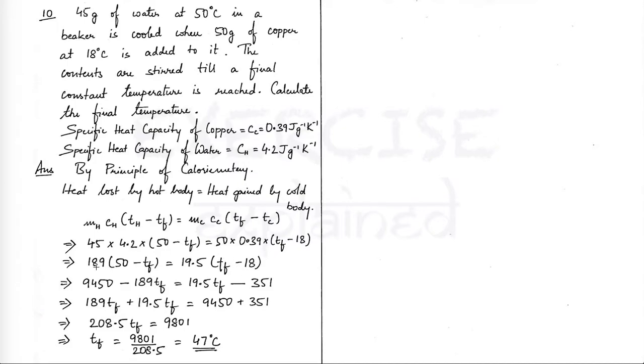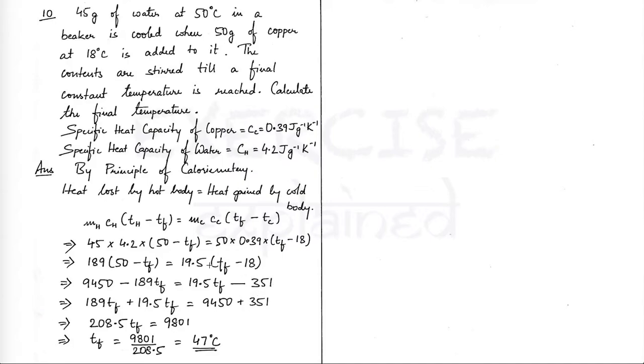Now I just multiply 189 into 50, that gives me 9450, minus 189 into TF gives me 189 TF, is equal to 19.5 into TF gives me 19.5 TF, minus into plus is minus, so minus of 19.5 into 18 gives me 351.